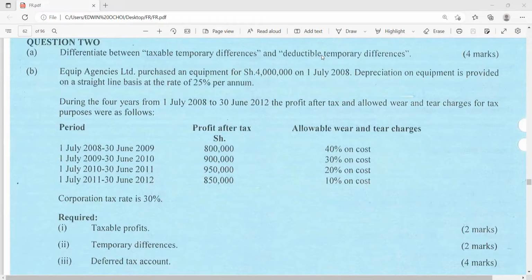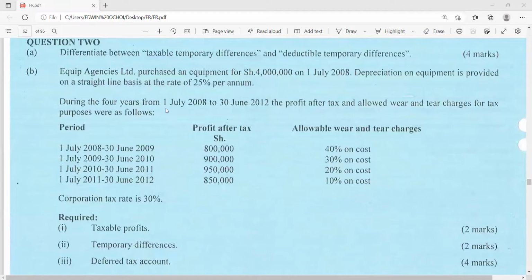The deductible temporary difference is whereby the carrying amount is less than the tax base. It leads to the deferred tax asset. Number B, Equip Agencies Limited purchased an equipment for 4 million on 1st July 2008. Depreciation on equipment is provided on a straight-line basis at the rate of 25% per annum.